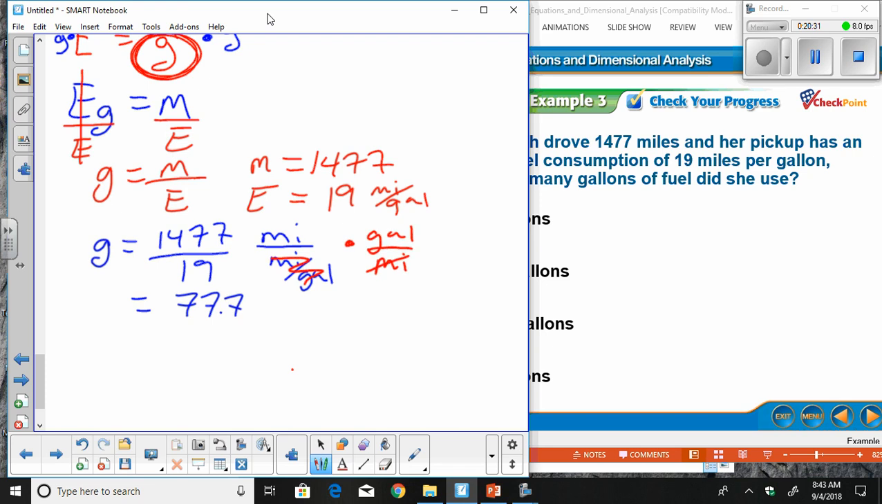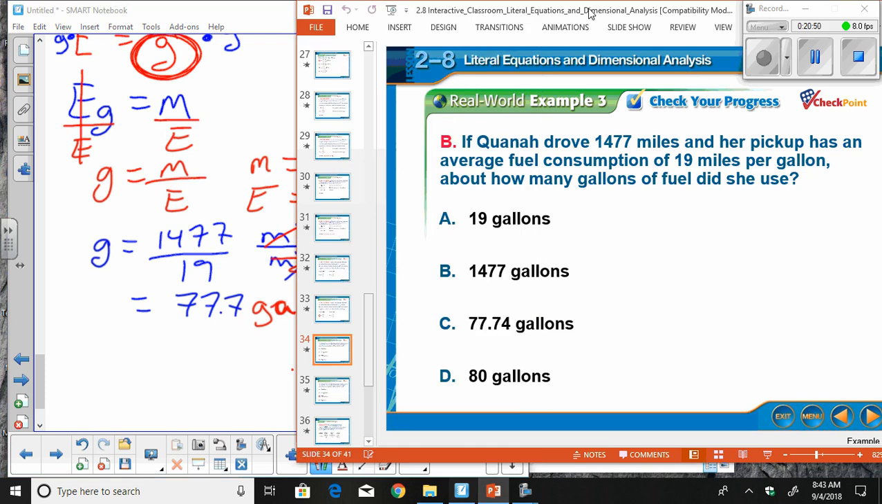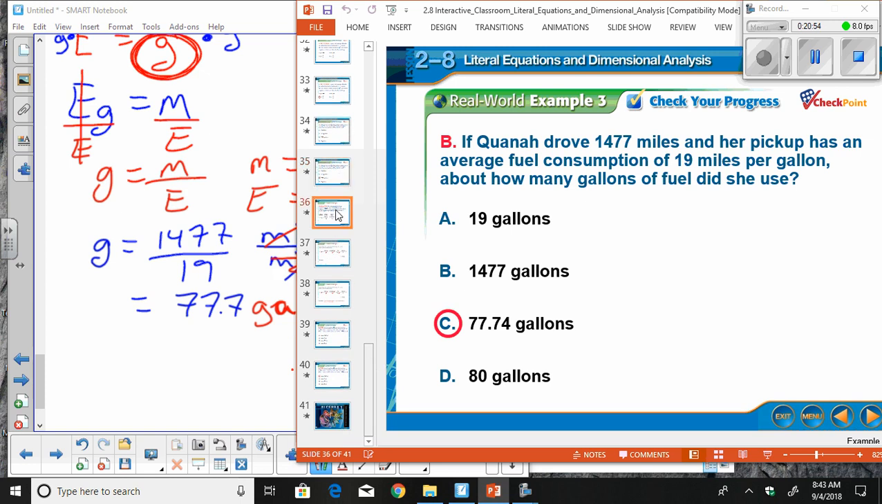Okay. Miles go away, and you end up with gallons. So that's actually checking our answer here with what we did, and we don't have to put the numbers back in. We know that because we came out with a gallon, and G is gallons, so it's in gallons, that we have the right answer. So that's another way to check.